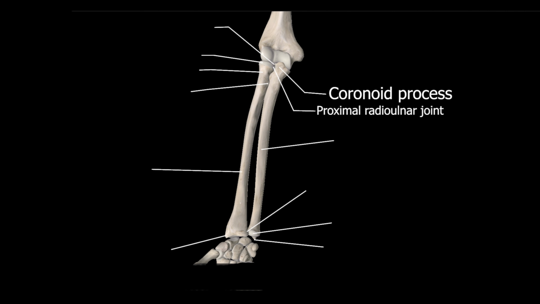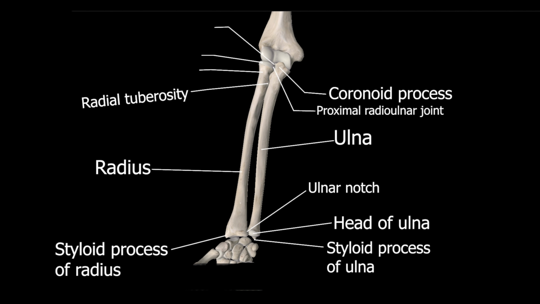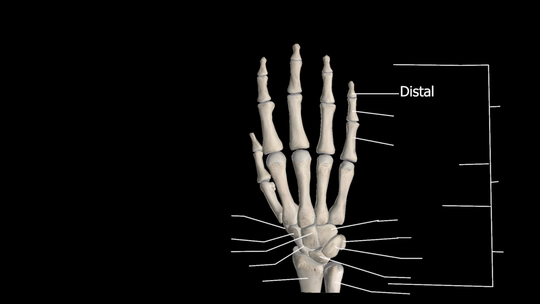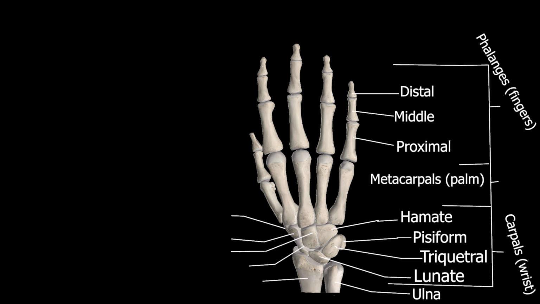Coronoid process, proximal radioulnar joint, ulna, ulnar notch, head of the ulna, styloid process of ulna, styloid process of radius, radius, radial tuberosity, neck, head, radial notch. Distal, middle, proximal, hamate, pisiform, triquetral, lunate, ulna, phalanges, fingers, metacarpals, palm, carpals, wrist, radius, scaphoid, capitate, trapezoid, trapezium.